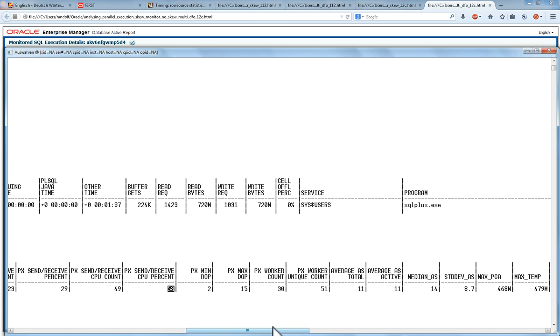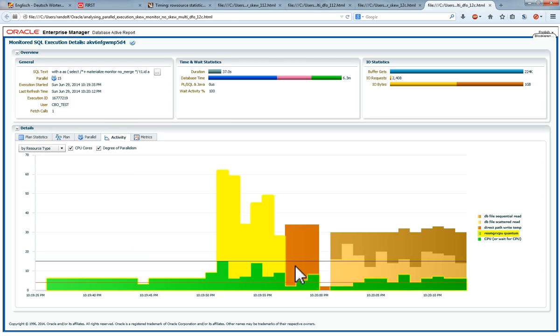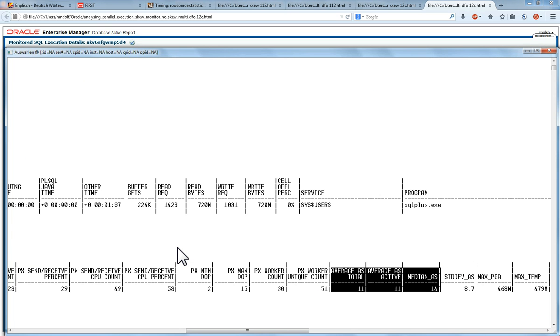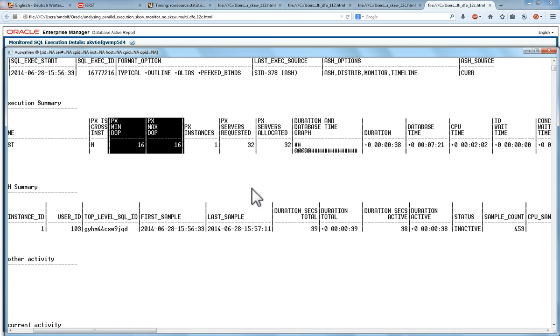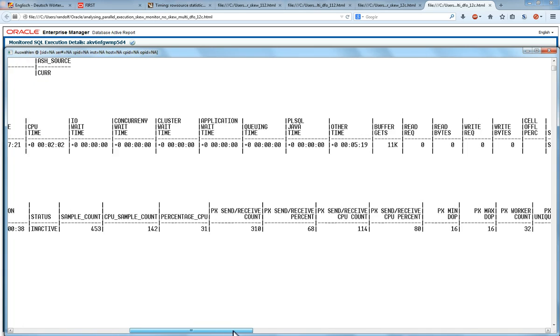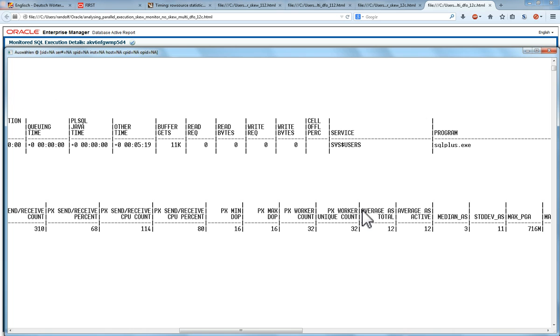Then you get here this average active sessions information, which is basically corresponding to the graph here again. So you see here this graph, and of course you have to be very careful with averages, because averages can be quite misleading. Nevertheless, for simple executions like the one here, where we have only a single degree and only a single DFO tree, this average active session information can be quite helpful, because at a first glance you get an idea.